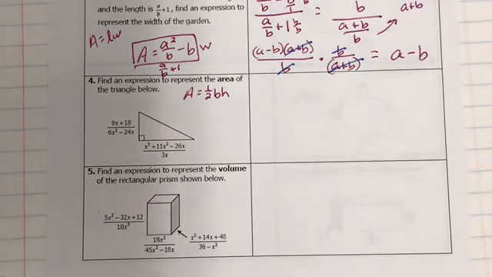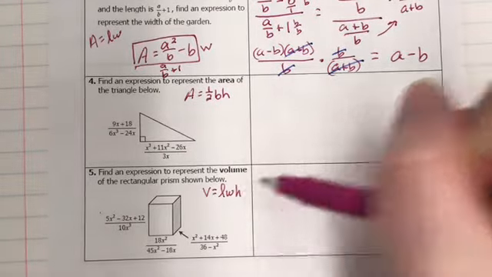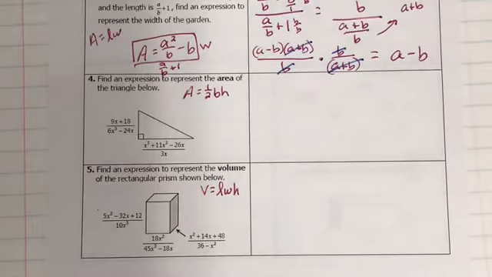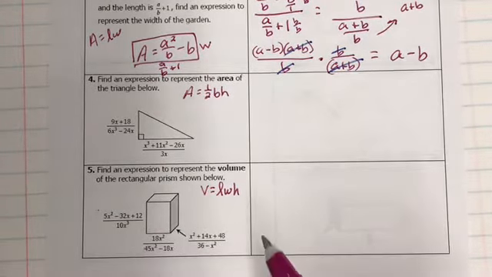It says find an expression to represent the volume of the rectangular prism shown below. So remember to find the volume of a prism, my formula for volume is length times width times height. So basically I have to multiply my length and my width and my height together.